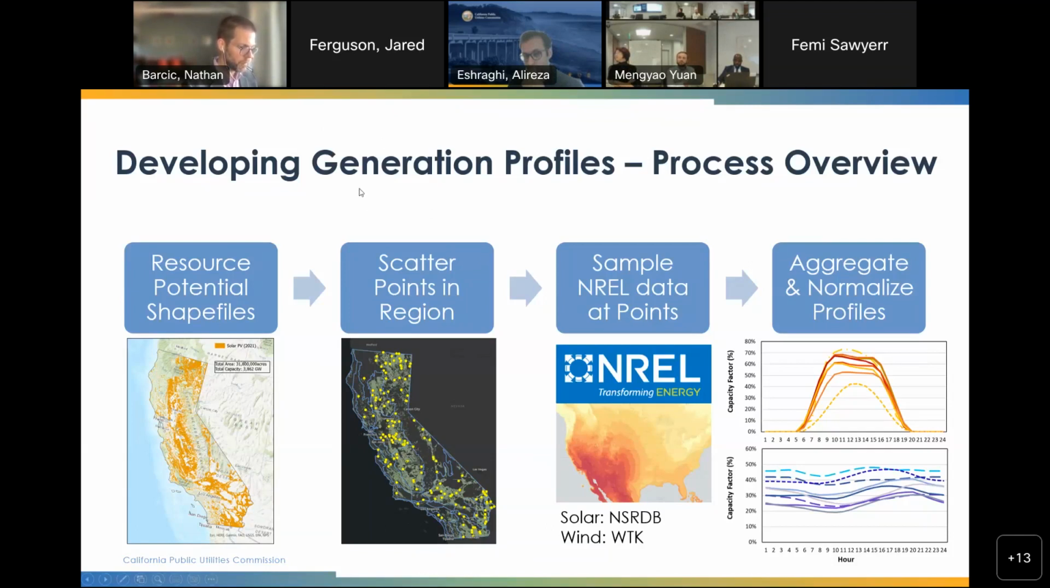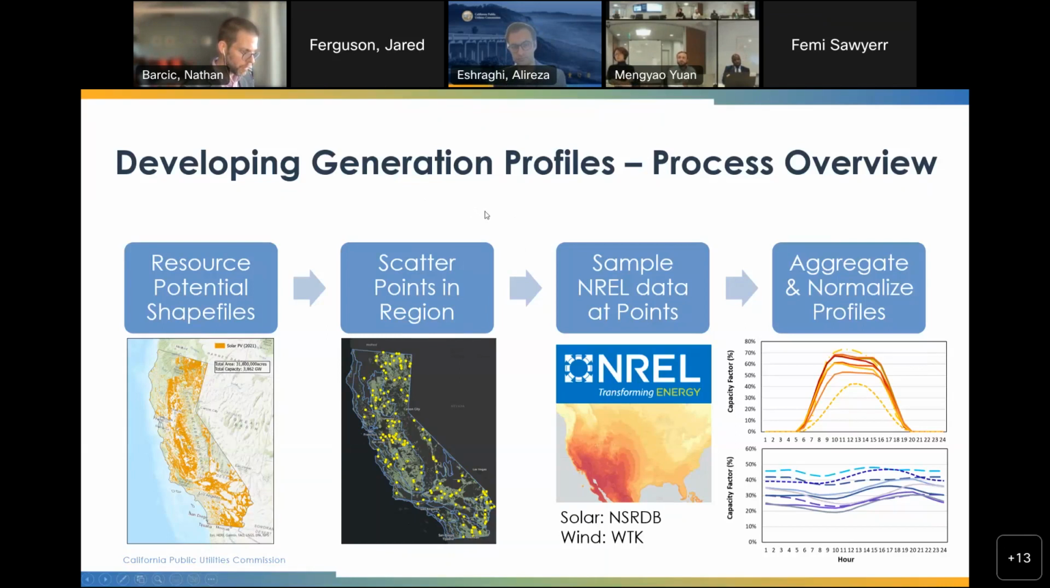Each of those sets of points are sampled via NREL's tools. There are two different ones that we'll go into more detail on the next slide: the National Solar Radiation Database, NSRDB, and the Wind Toolkit, WTK. Both of those underlying datasets allow you to select and simulate the hourly generation profiles using historical weather data at all of the different points that we scattered in the previous step. Thereafter, once we have those resulting hourly profiles over many years from each of those points, we then aggregate those profiles and normalize them to create representative and characteristic profiles for given regions.